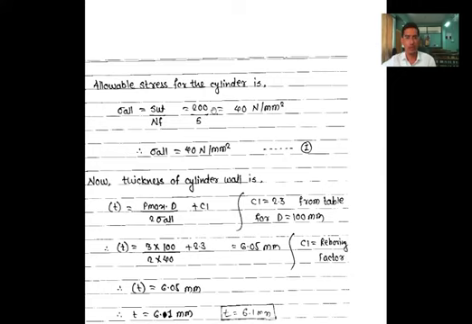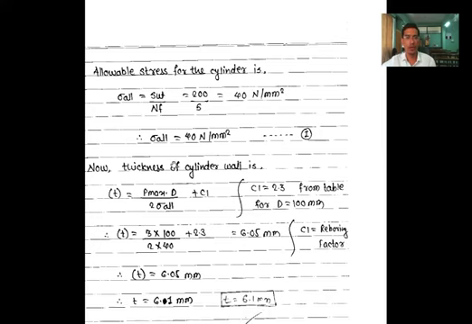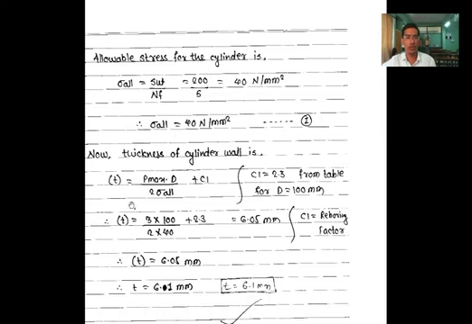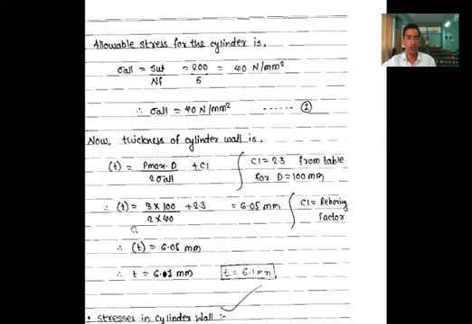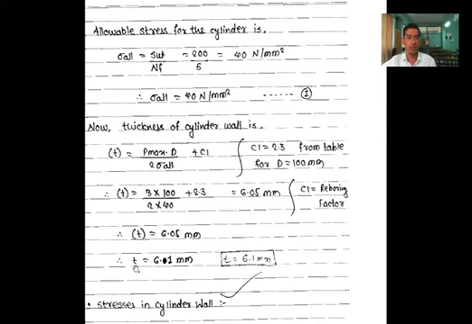So 200 is the ultimate tensile strength of stress and pi is the factor of safety. So the allowable stress is calculated as 40 Newton per mm square. Now the thickness of the cylinder wall is t equal to P max D by 2 times allowable stress plus C1. So C1 is 2.3 from the table for the diameter 100 mm. So standard value.